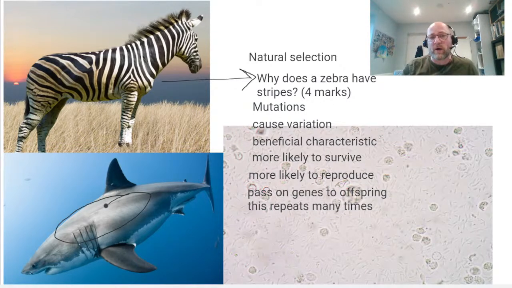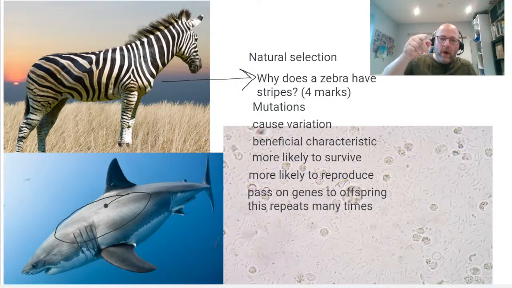If it's a 5 marker or 6 marker, you need to say: grey on top because some were grey on top, some weren't, because mutations cause variation. It was beneficial to be grey on top, it camouflages them. Their prey can't see a shark. If you look down and it's dark, the shark is dark, you won't be able to tell it's under you. So it makes it more likely to survive, more likely to reproduce, pass on that characteristic to its offspring, and that's why sharks are all dark on top like that.